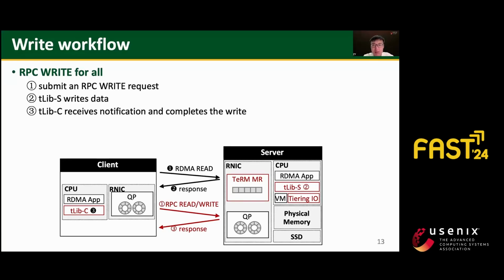For a write request, TeRM processes it by RPC in 3 steps. Step 1. tlibc submits an RPC write request. Step 2. tlibs writes the data to the virtual memory area. And step 3. tlibc receives the notification and completes the write request to the client-side application.